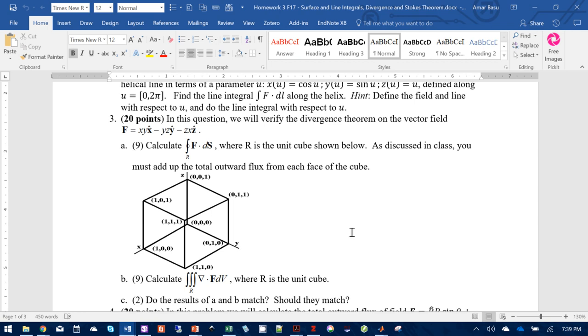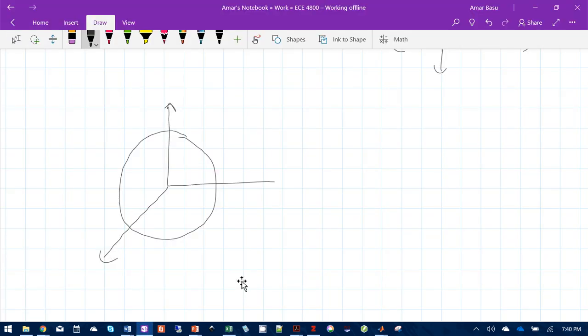So all these planes in the square have different equations associated with them. This plane up here was z equals 1. The plane at the bottom is z equals 0. The plane here is y equals 1, and here is y equals 0, right? But the nice thing about the sphere is that everywhere on the sphere, r is equal to 1. So it's actually only a single surface that you have to integrate here.